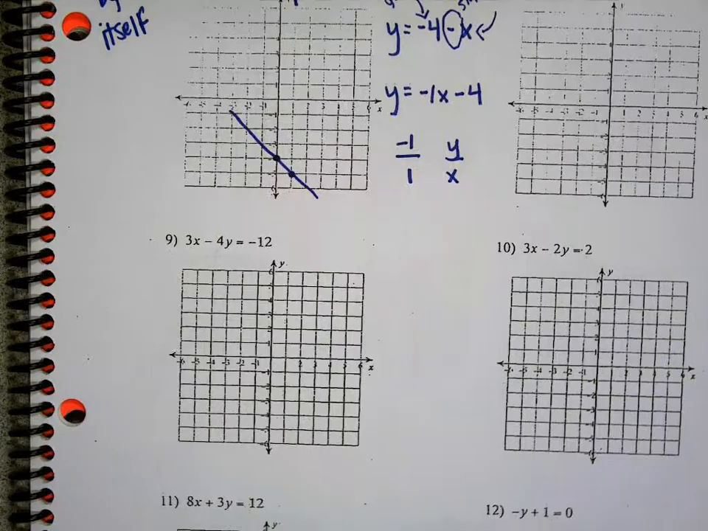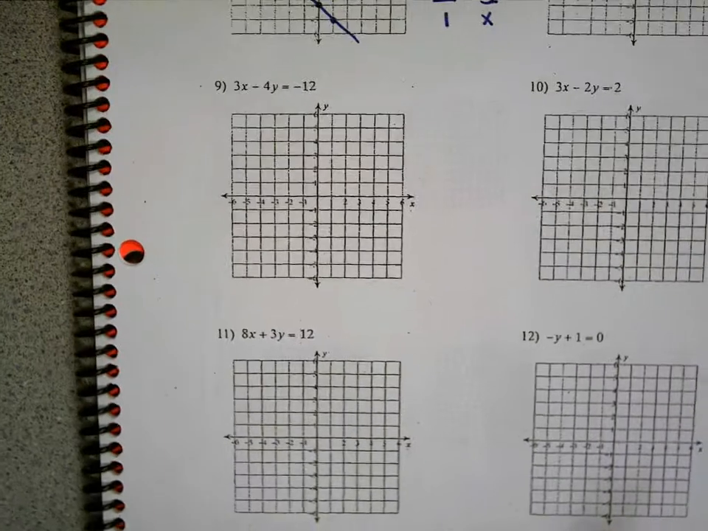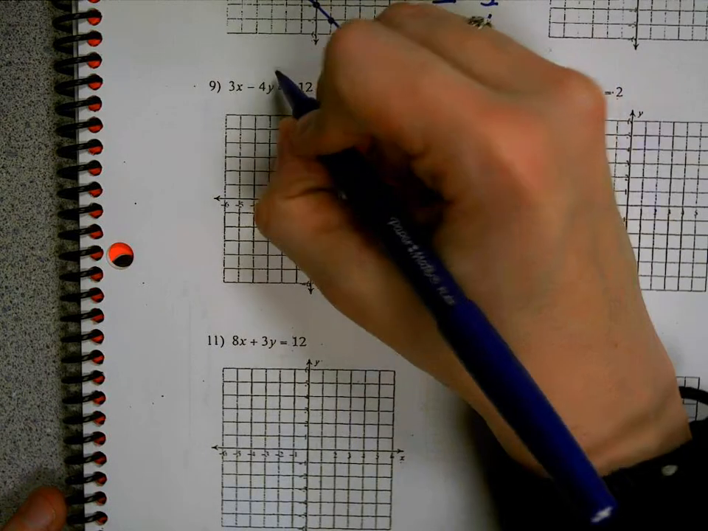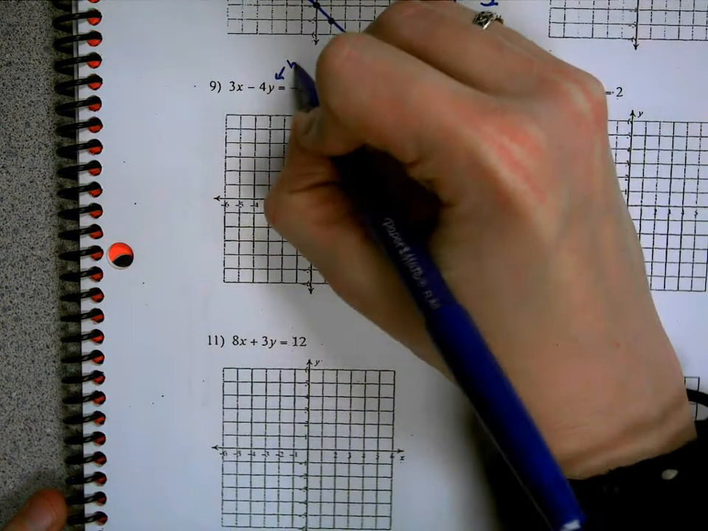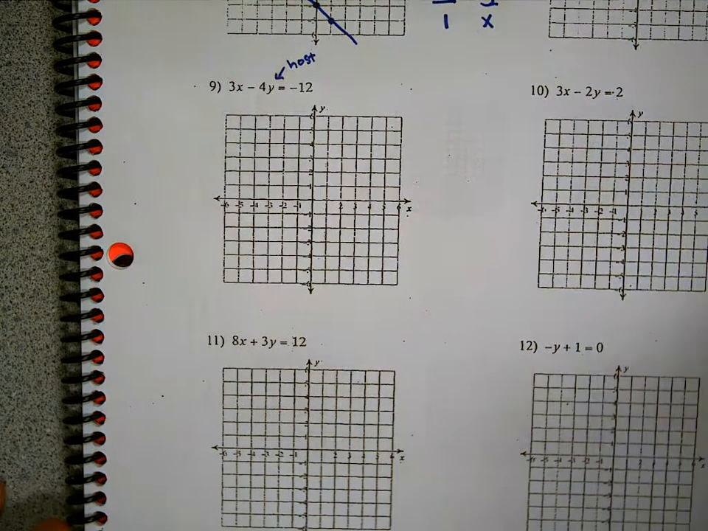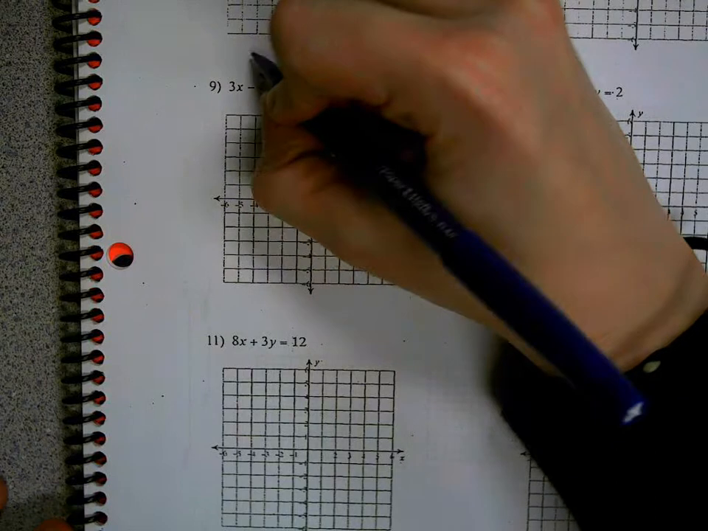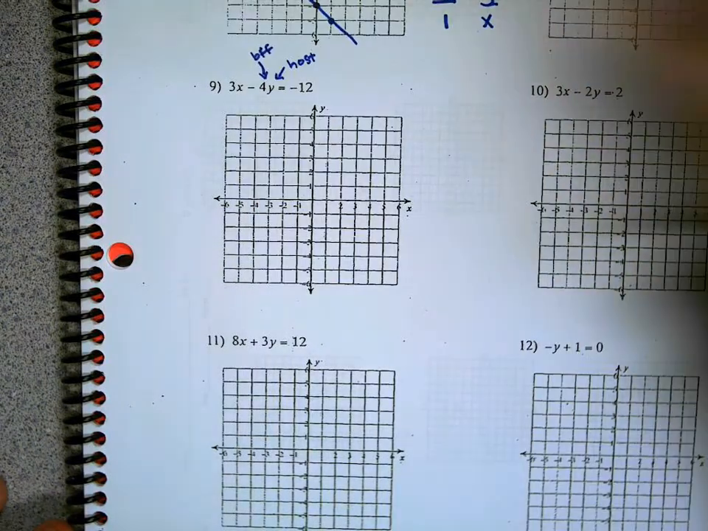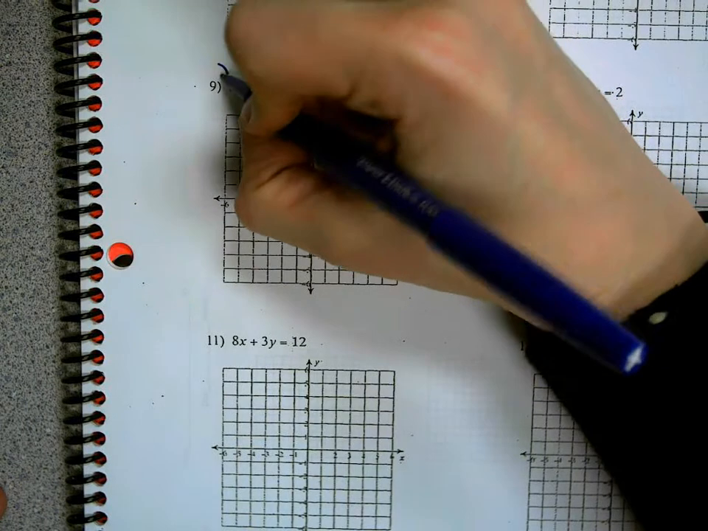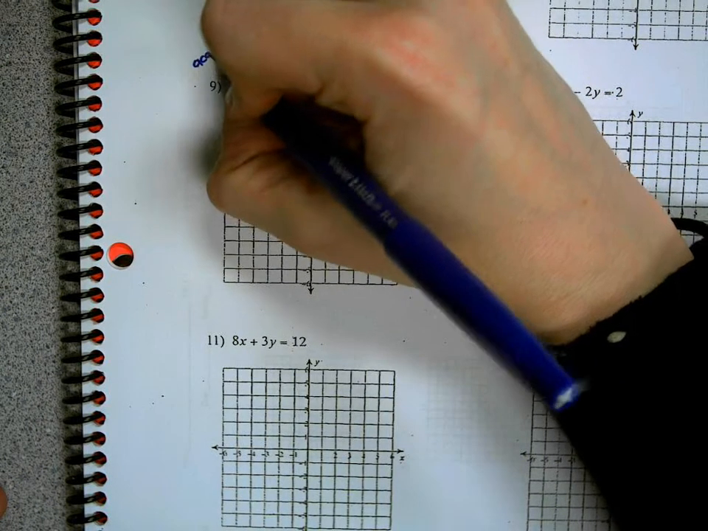Okay, let's look at number 9. So on number 9, again, we want to get the y all by itself. So if you remember our party problems, the y is like the host. That's the one we want to get all by itself. And the thing right next to the y is the BFF. So that's our -4. And this 3x over here to the side, this is the acquaintance.